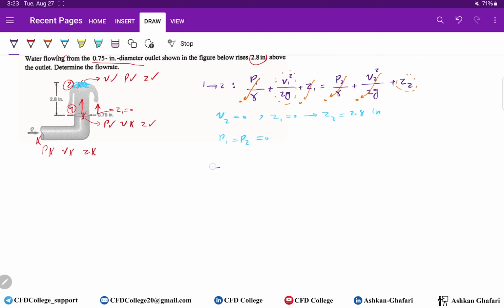So v1 square over 2g equals z2. So you can find v1, it's equal to the square root of 2gz2. So you should put the numbers.